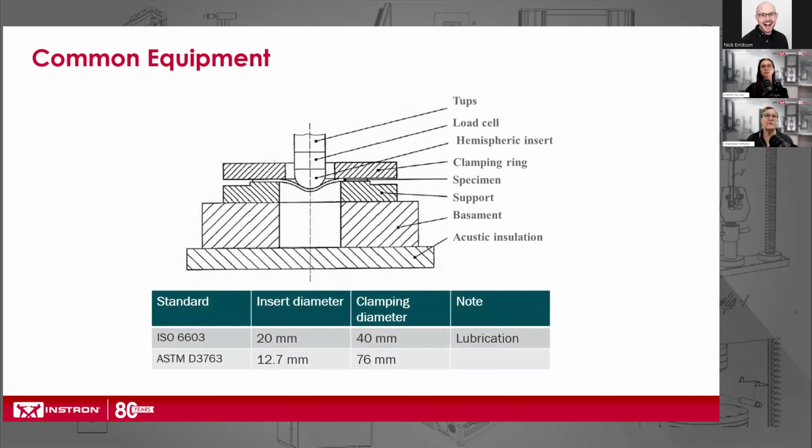The most common standards, as I noted, are ISO 6603-2 and D3763. And you'll see differences between these standards as to the top insert to be used and the unsupported test area that's with the clamping set. And in the case of ISO 6603-2, there is a call for a lubricant to be applied to the tup and the insert between each test.